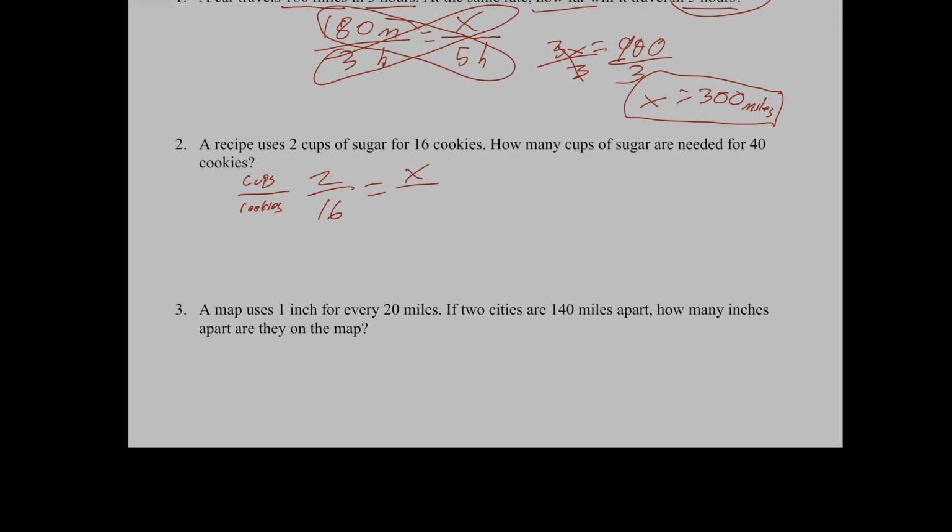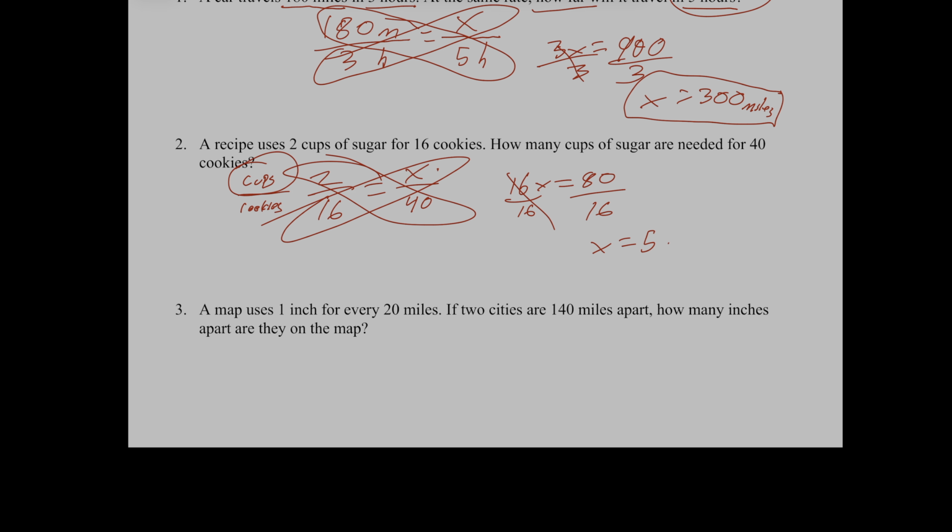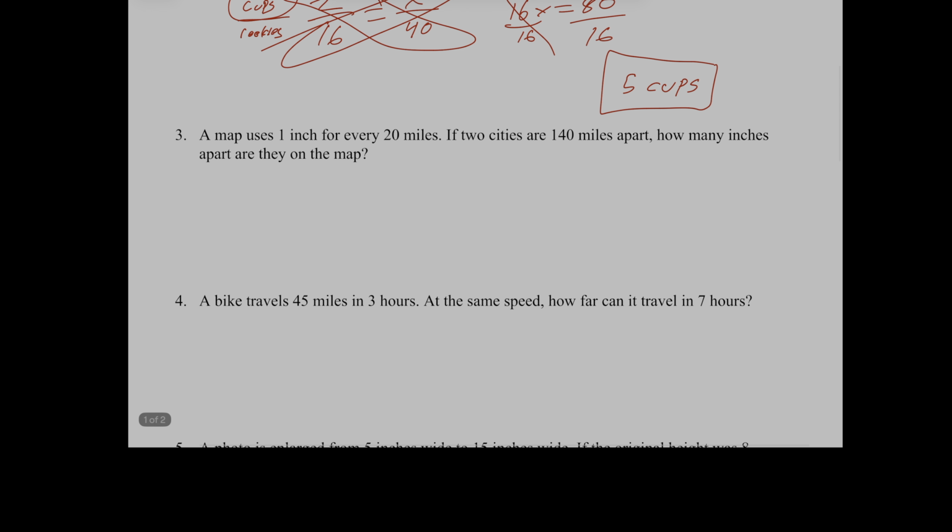Once you've set up the proportion, it's just a matter of solving now. Okay, so I'm going to get 16x equals 80. Divide by 16, divide by 16. And I'm going to get x equals, how many times will 16 go into 80? 5 times. So what is that 5 though? That 5 is up here on top, which is the cups. So the answer is 5 cups. Whoa, what happened? 5 cups.